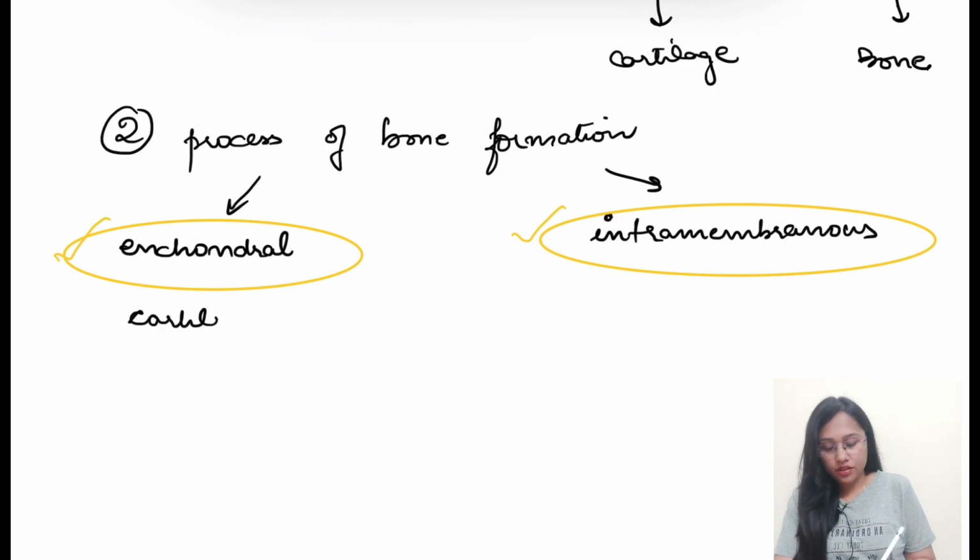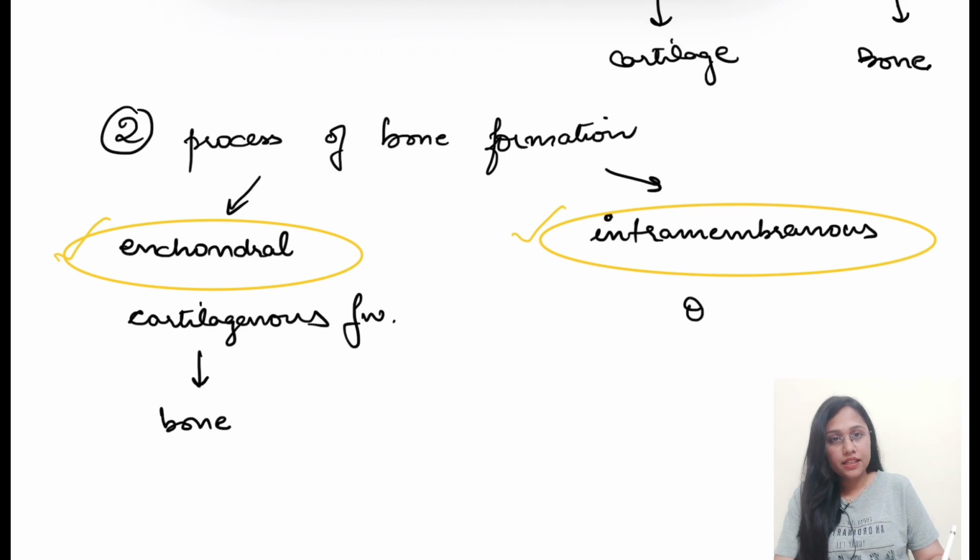In endochondral, first the cartilaginous framework is being formed, which is getting replaced by bone. Whereas in intramembranous, from the osteoblast directly bone is being formed.